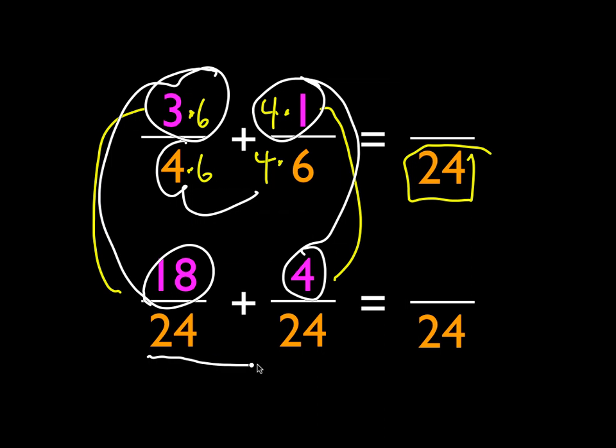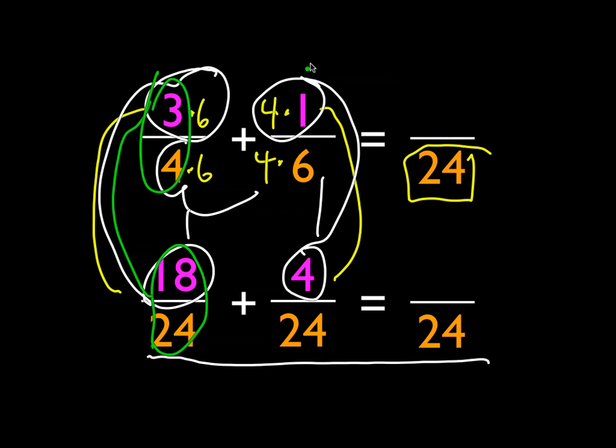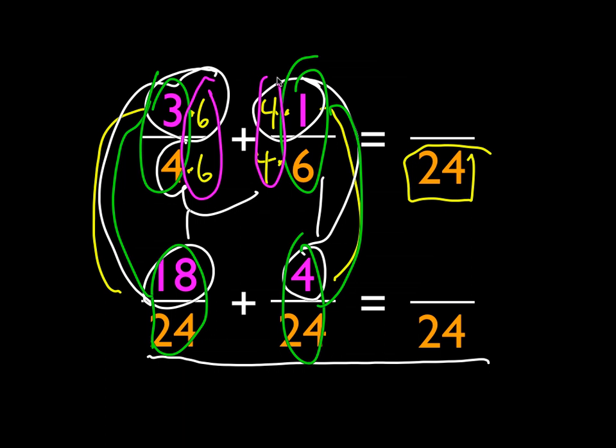And so now we have all the bottom numbers the same. We've transformed the top numbers so that these are equivalent. 18/24 is the same fraction as 3/4. And 1/6 and 4/24 are the same thing. We just multiplied by 6/6, 4/4, which is the number 1, because any number over itself is 1.